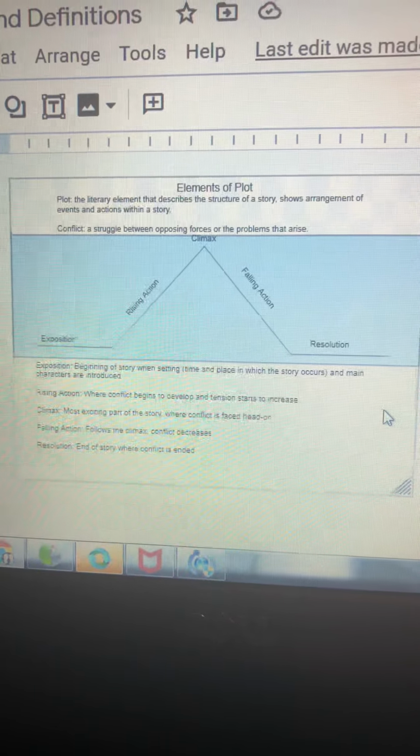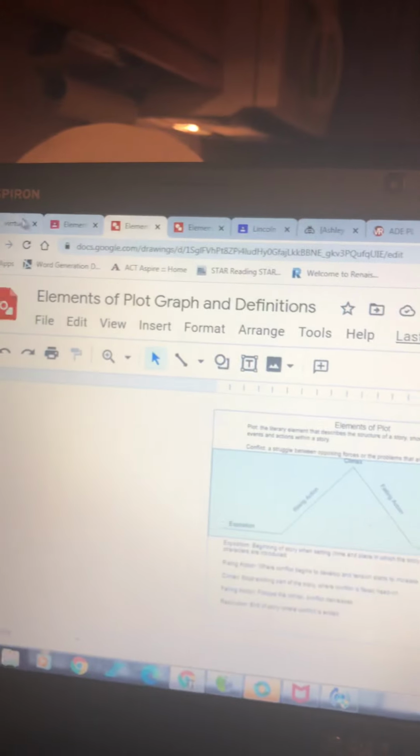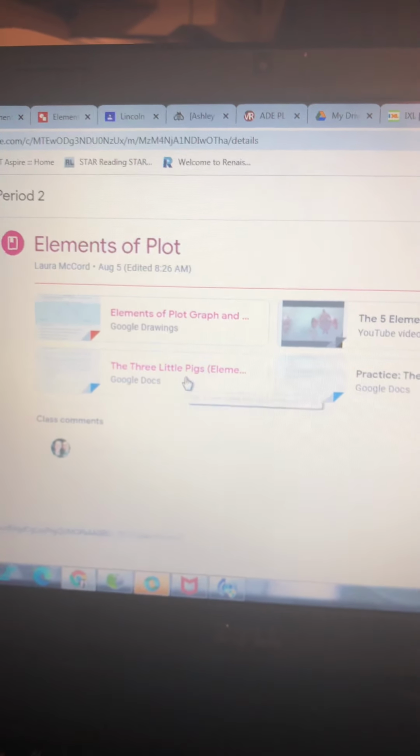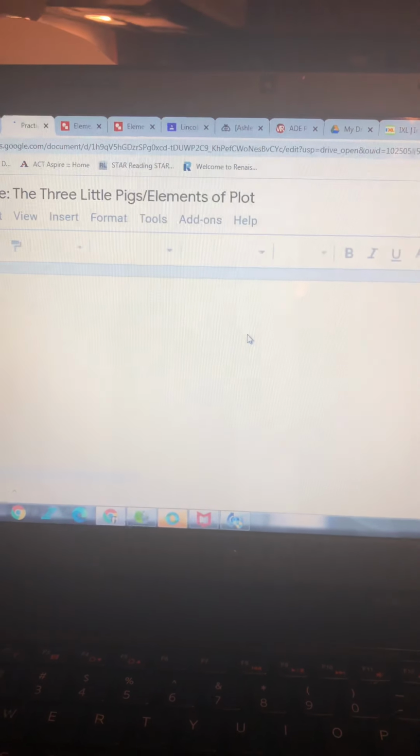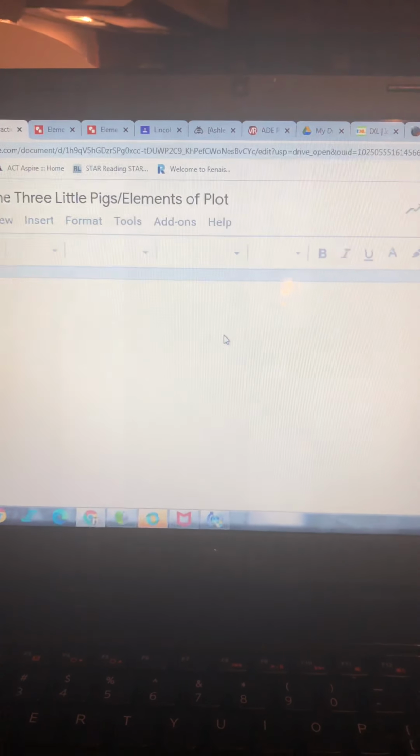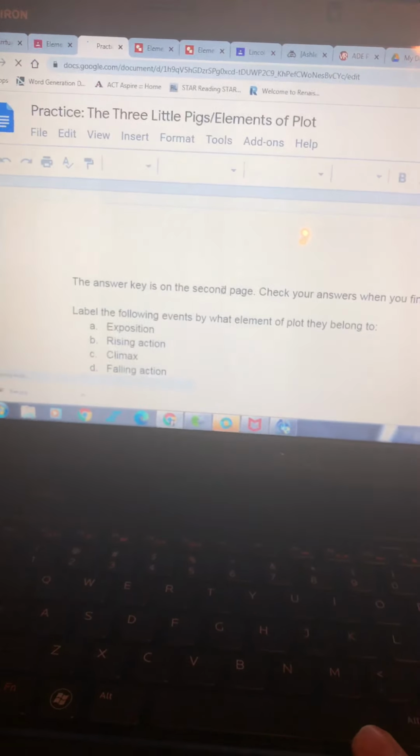So after we get done with this, you're going to go and watch this video, and then you are going to read this story. Whenever you read this story, so Three Little Pigs, Elements of Plot, you are going to do this practice sheet. So when you click on this practice sheet, it lists the events. It's taking a minute to load, but it lists the events that happened in the story. And you need to label which of the events is which.